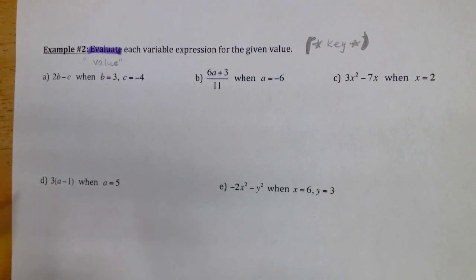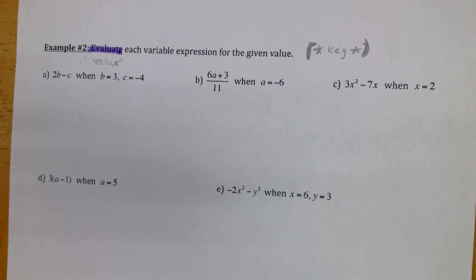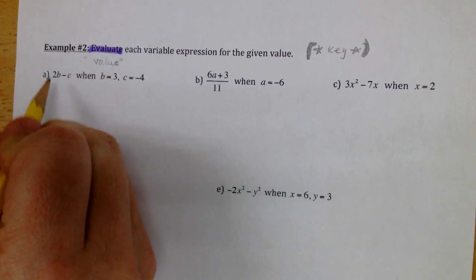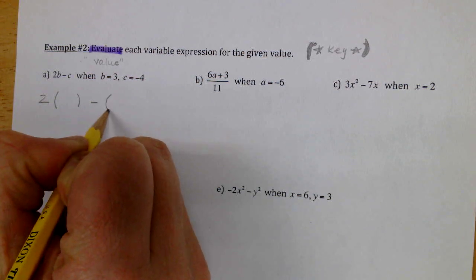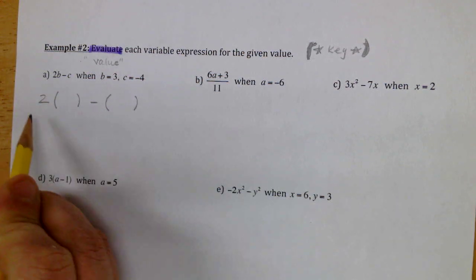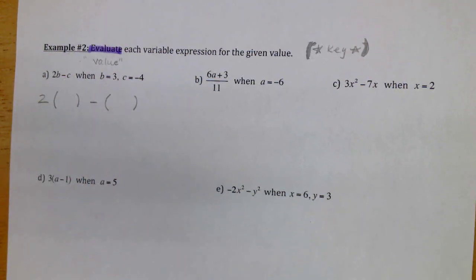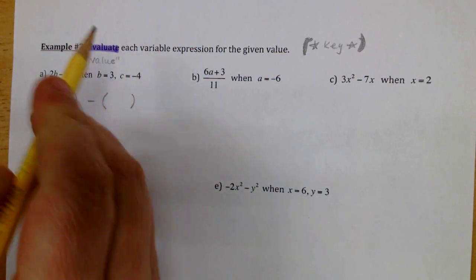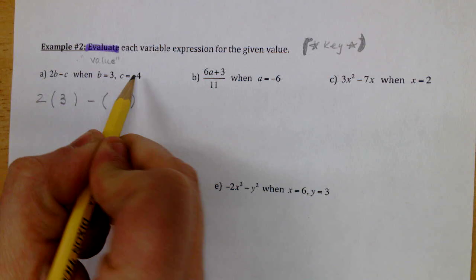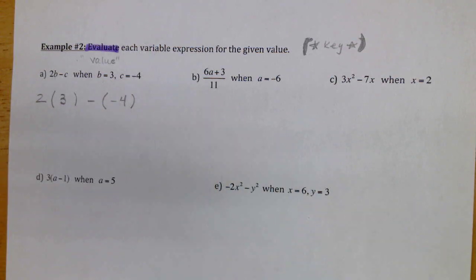Okay? So as we go through here, you're going to see that it's going to be about a setup, what I call the skeleton outline, and then the actual problems. So for instance, when I look here, I'm going to replace B with parentheses and C with parentheses. This is the skeleton form of this variable expression. I then substitute. So where I have the B, I plug in a 3. Where I have the C, I plug in a -4.